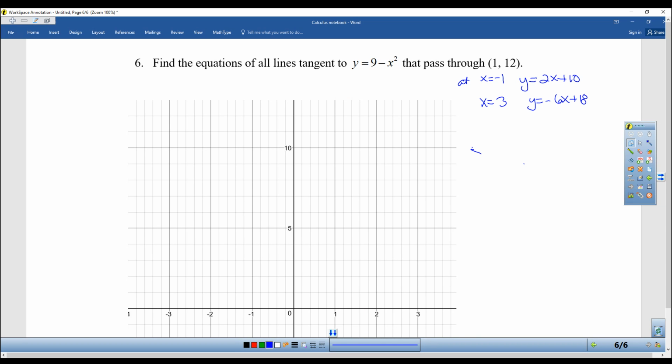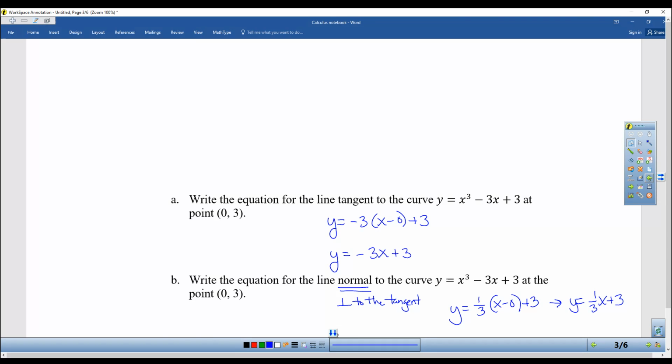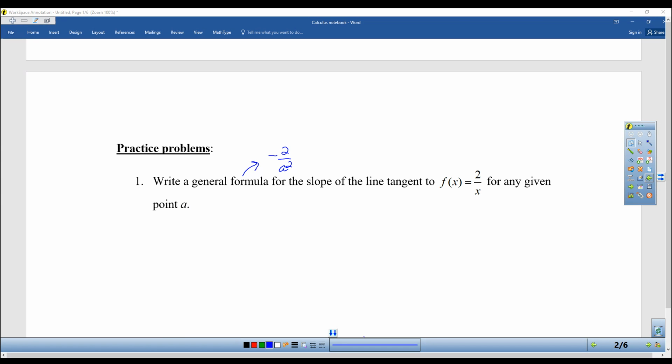I am going to go back now and actually go through these problems. If you did them on your own, great job. All the way back, there we go.